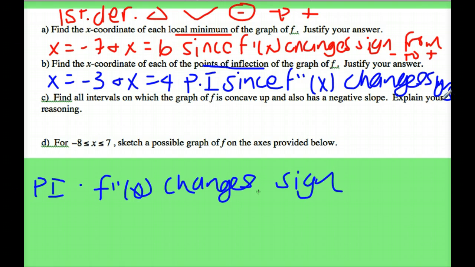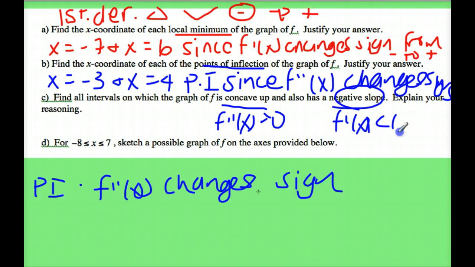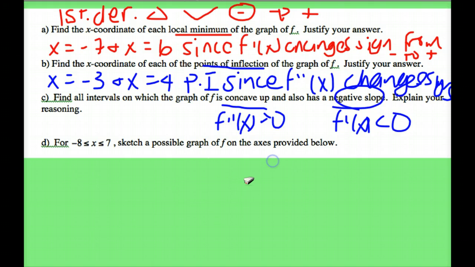Okay. Alright, the next one says, find all intervals on which the graph of f is concave up and has a negative slope. So we know concave up is when our second derivative is greater than 0. We know a negative slope is when our first derivative is less than 0. So let's go ahead and find where that happens. Then we'll write the answer down in this section right here.